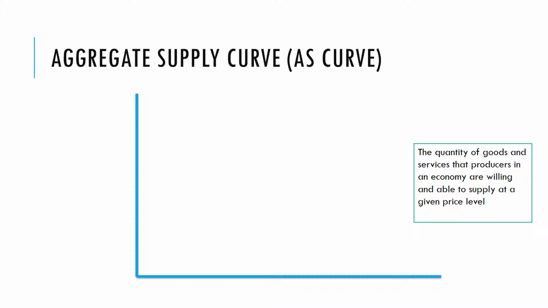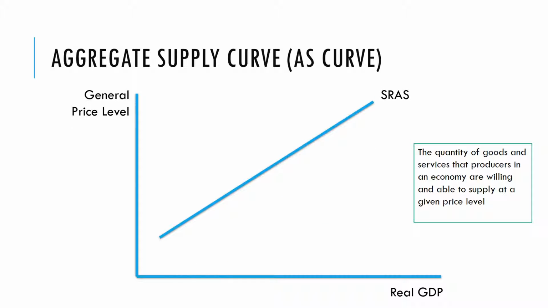We've also looked at aggregate supply. Again, the same axes, general price level and real GDP, and the aggregate supply curve shows us the quantity of goods and services that producers in an economy are willing and able to supply at a given price level.